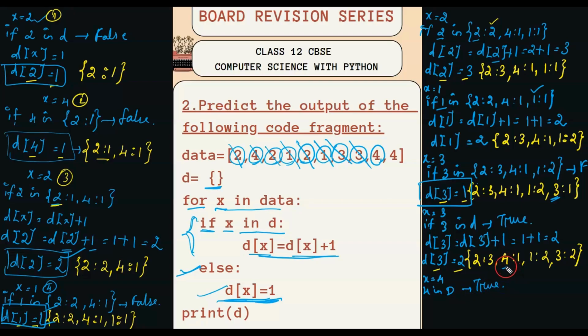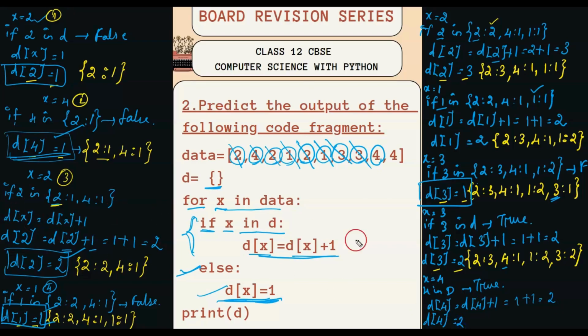So we have the key 4 in the dictionary. So we can go with the statement d of 4 is equal to d of 4 plus 1. What is the value for d of 4? We know that on the second iteration we calculated d of 4 as 1. So I am updating it here: 1 plus 1, which is 2. So now the value for d of 4 is equal to 2.